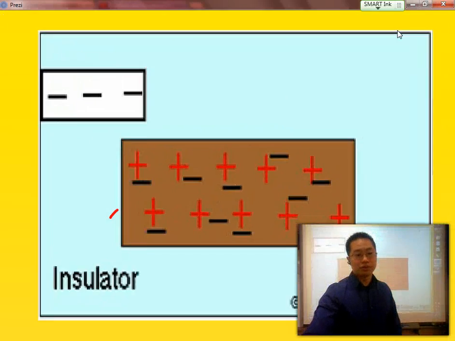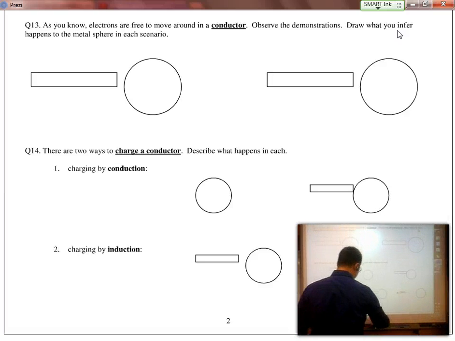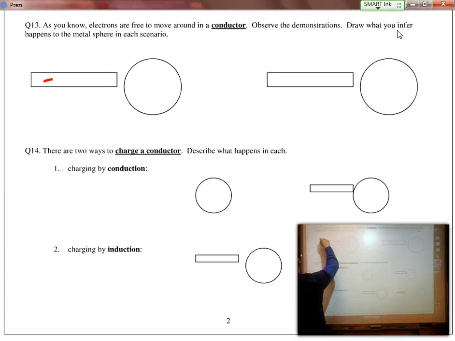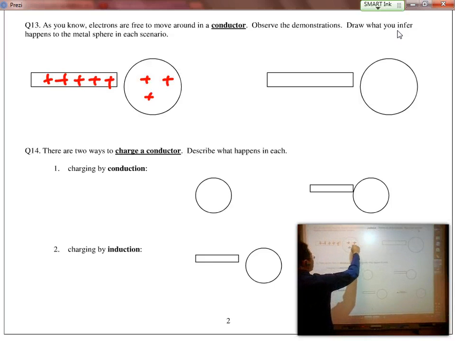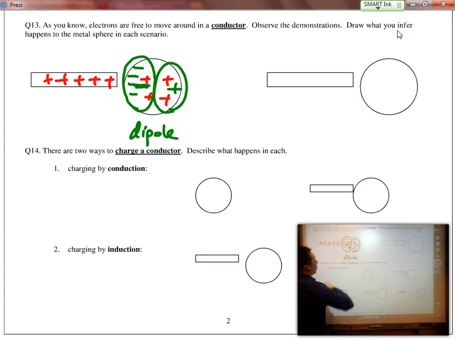So if we were to illustrate that a little better, when you bring a positively charged object near a conductor, the electrons are attracted to that positive charge, meaning that the left side of the conductor is now more negative, while the right side is more positive. It's still neutral, but there's a dipole.